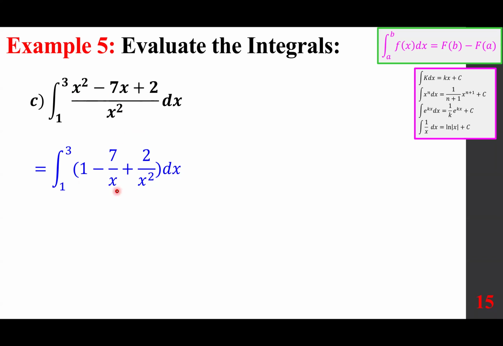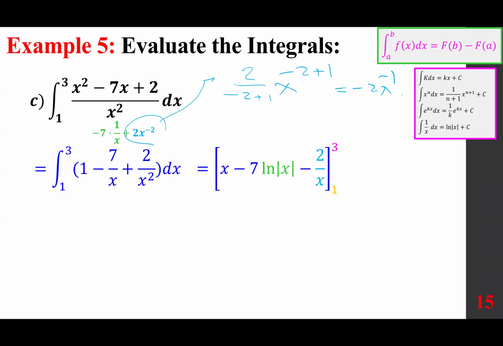I want to make sure that we know what happens here. And this is 2x to the power minus 2. So because we are integrating this and the independent variable is x, so this is x minus 7 ln x. I want to show you what happens to this one. We did this again. I just want to show you again. So 2 over negative 2 plus 1 x to the power of negative 2 plus 1, which is minus 2x to the power of negative 1 or minus 2 over x.